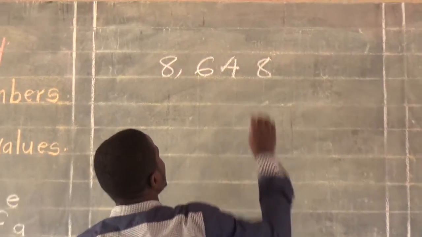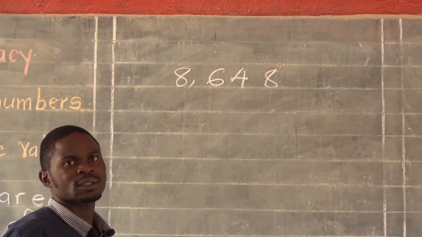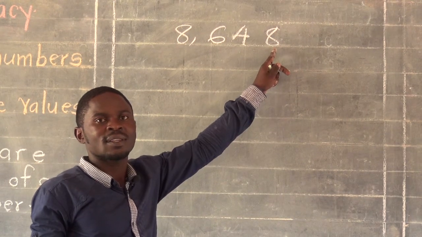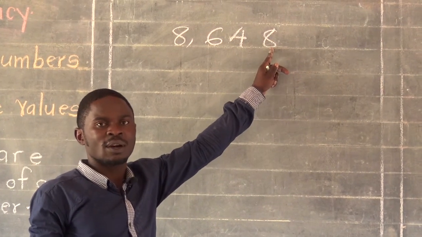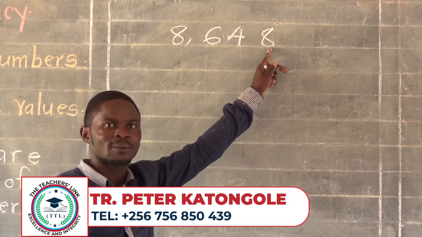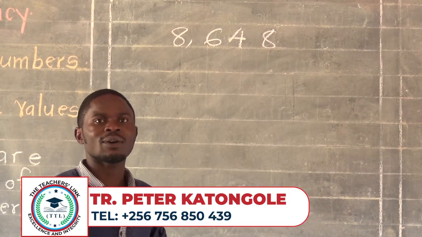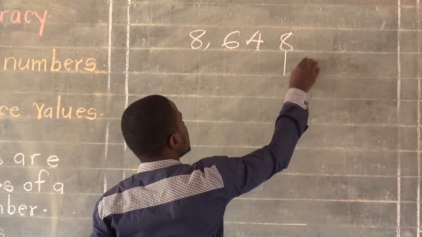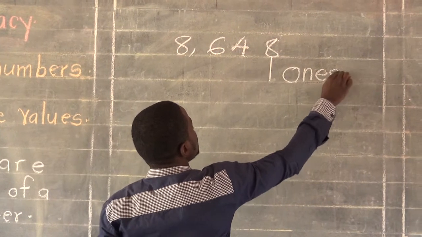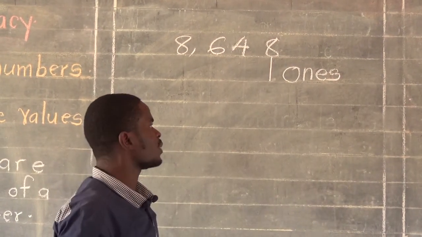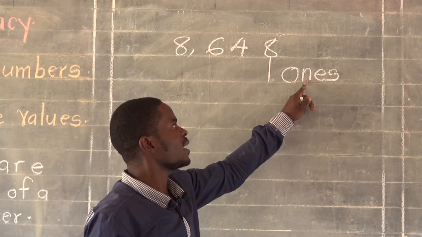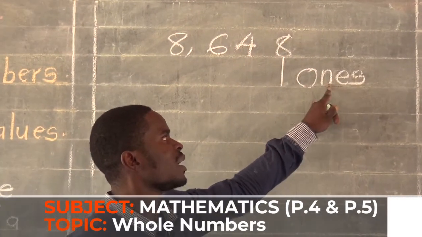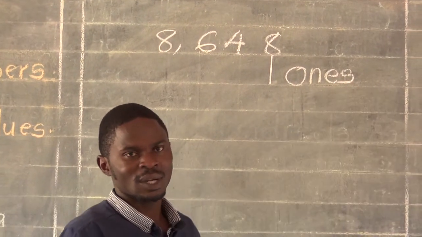8,648. So the first thing we need to take note of is, starting from our right hand side, the first place value will always be on our right hand side. And our first place value will be the ones place value. Let us spell the word ones. O-N-E-S. Let us spell it once more. O-N-E-S. The word is ones.